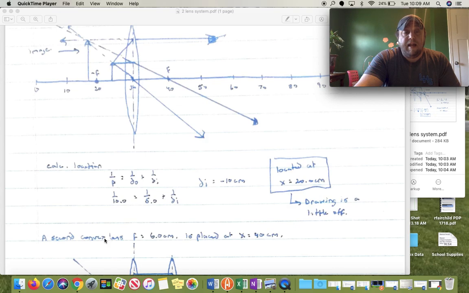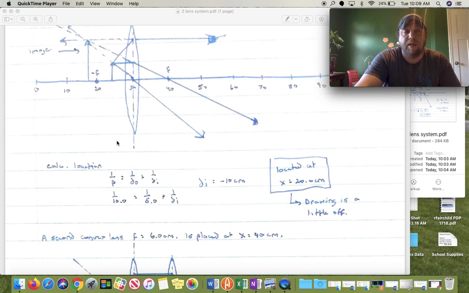We are now going to add a second convex lens with a focal length of 6 centimeters. And we are going to place that at the x equals 40 centimeter mark. So now we have not only a refraction that occurs at the first lens, but then we have a second refraction that occurs in the second lens. One thing that makes these pretty easy is that the image that's generated from the first lens becomes your object for the second lens. So you can technically just eliminate this lens now and then just place the object right here at x equals 20.